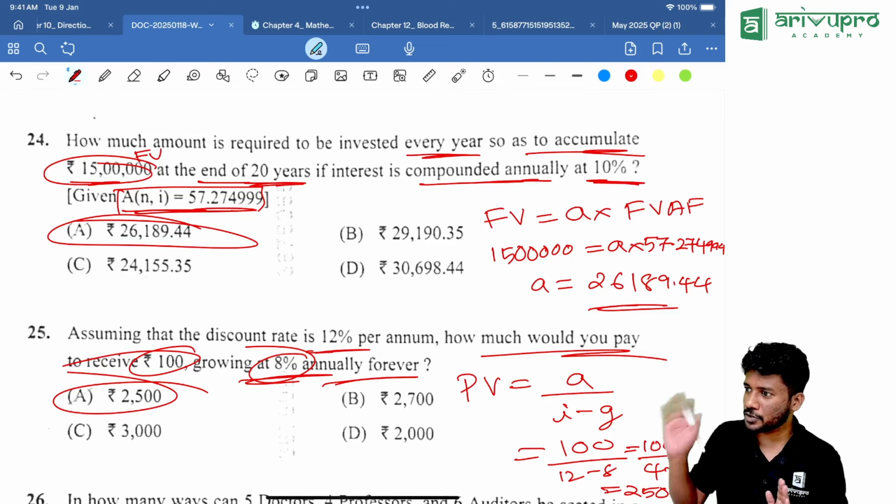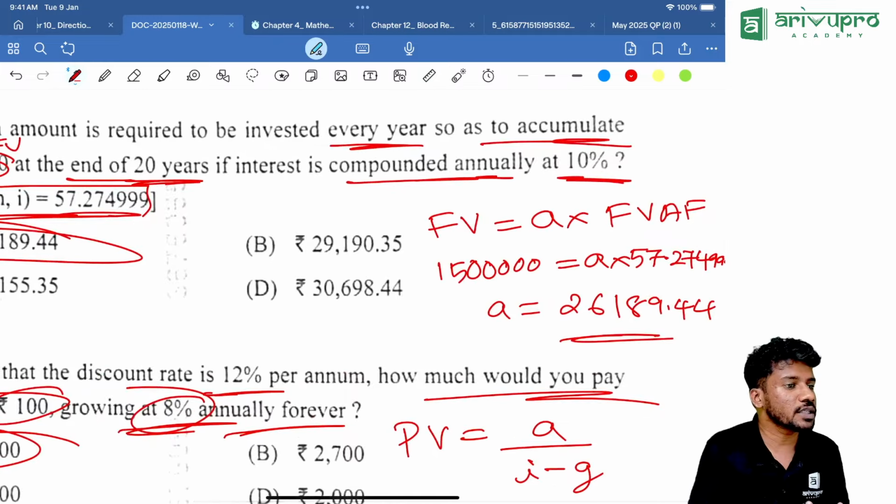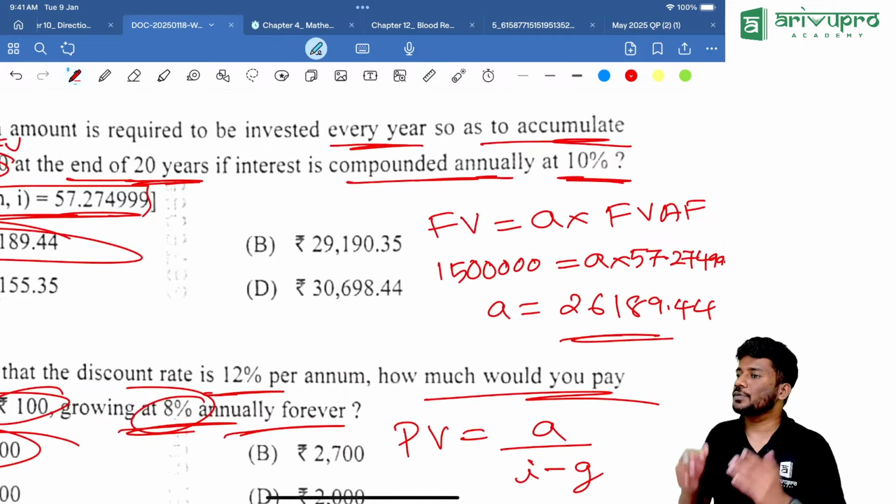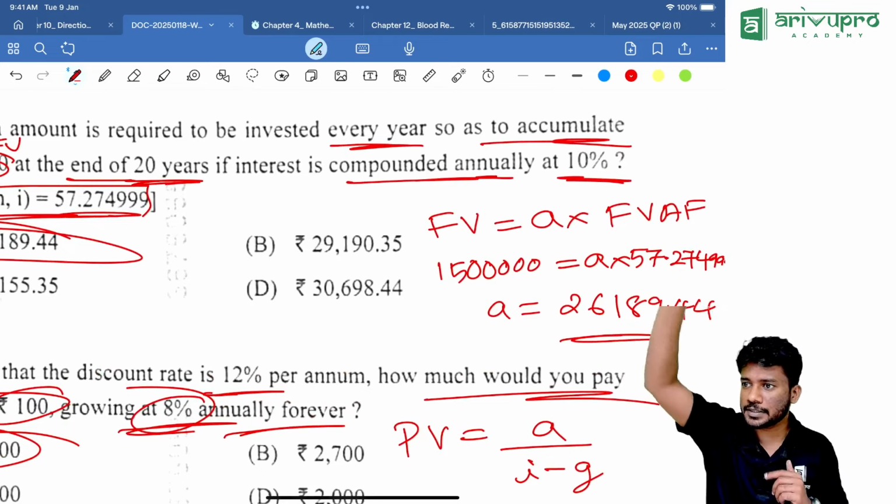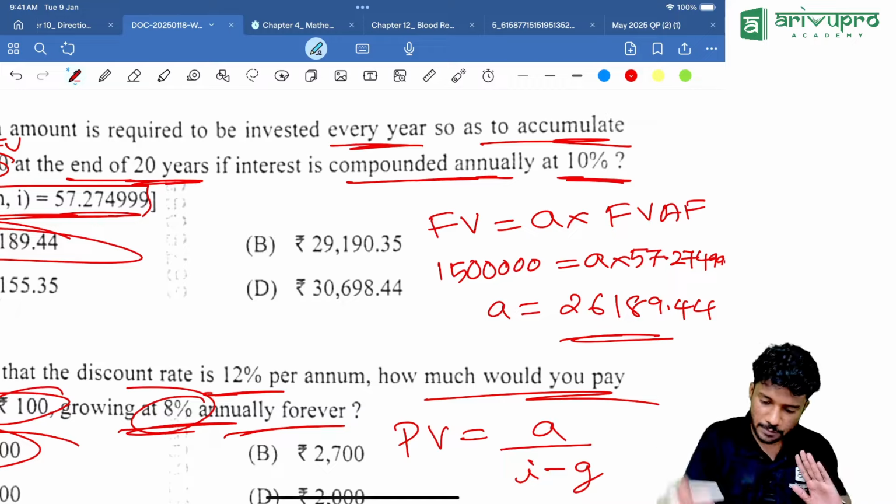Everything is possible. Ramesh, you got the answer? Yes. How did you get the answer? Type 15 lakh, then divide by how much? 57.2749999. You will get the answer. Sanjay, got this? Yes. Kavya, got this? Yes. Next one.